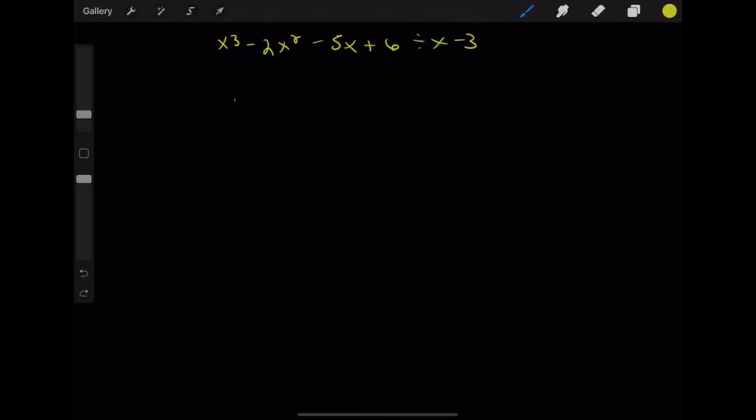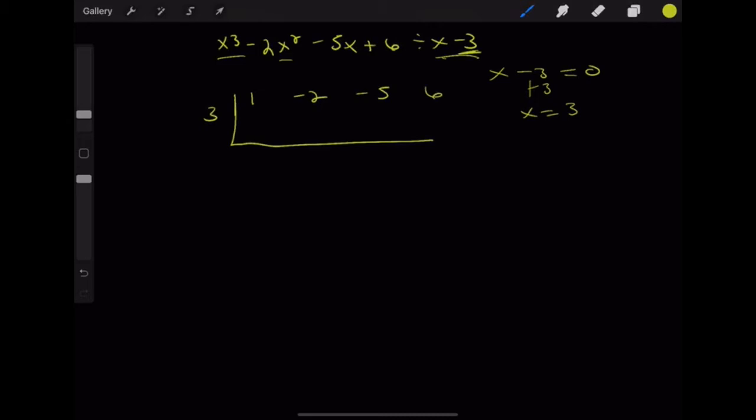So to start out, we're going to draw this little L-shaped thing, and now we're going to set this equal to 0. You can just do this in your head, so it's always going to be the opposite of this, so -3. So right here is just going to be a 3, but just so you know, you set the equation equal to 0, so it'll be x equals 3. Now inside the little L, we're going to write the coefficients of each of these x's. So first we'll have 1, then -2, -5, and then 6.